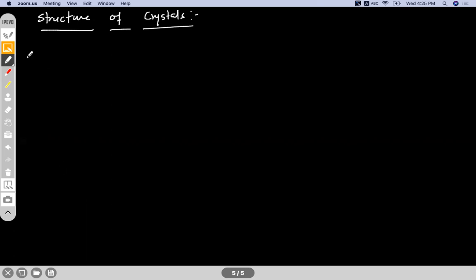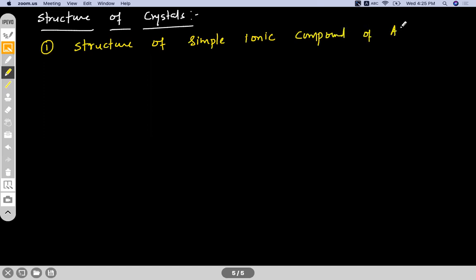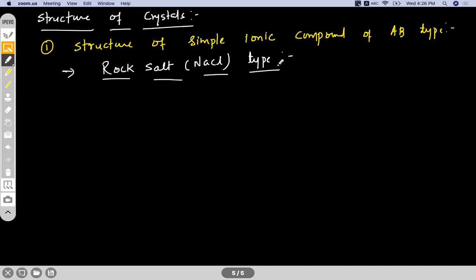Okay, so first write down the first one: structure of simple ionic compound. Compound of AB type, means NaCl type, it is AB type structure. We also call it as rock salt or NaCl type structure. Okay. Examples we have for this.